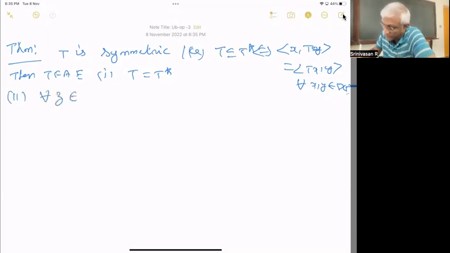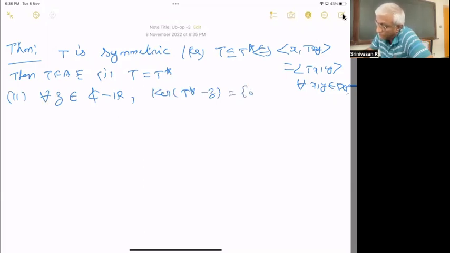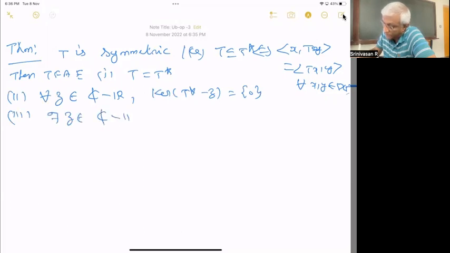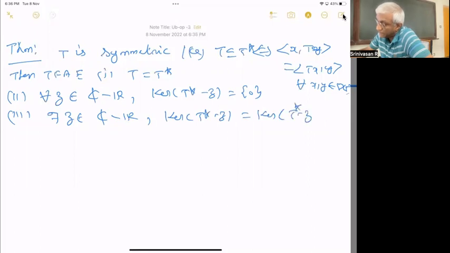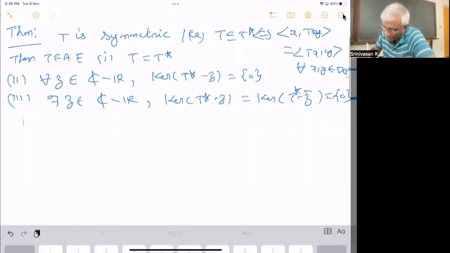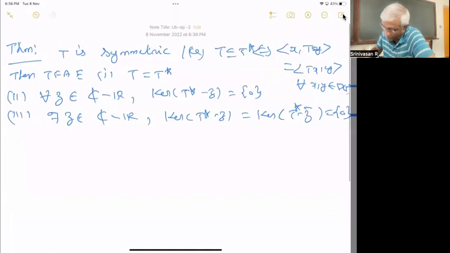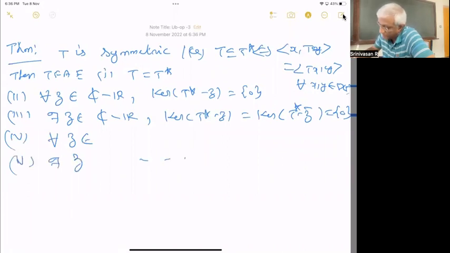for all Z in C minus R, kernel of T star minus Z equals the singleton 0, which is equivalent to saying there exists a Z in C minus R such that kernel of T star minus Z equals kernel of T star minus Z bar equals 0. And similarly 5 is there exists a Z such that the same thing happens.